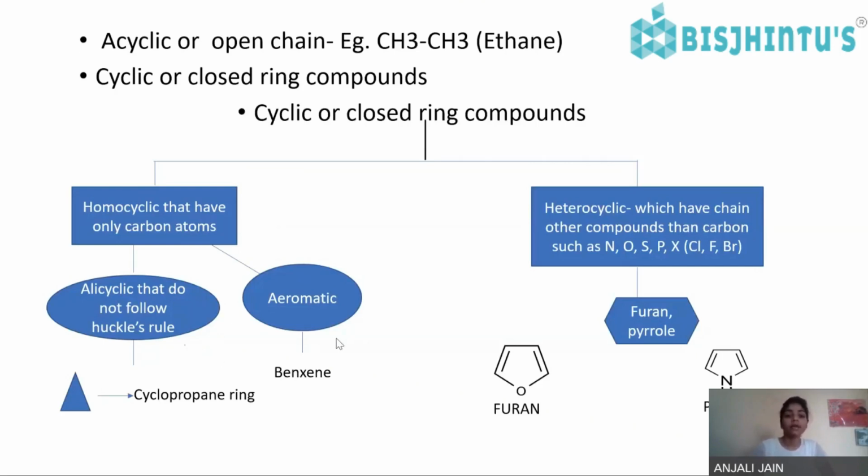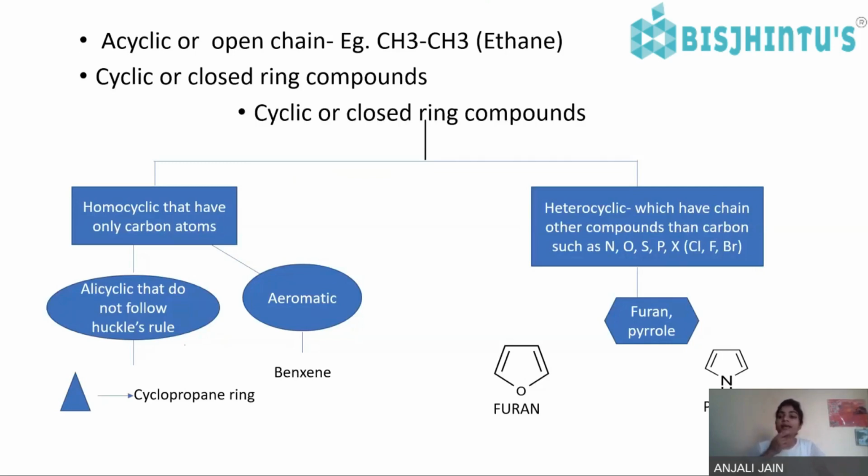But if we talk about aromatic systems, benzene is the perfect example. In benzene, it follows Huckel's rule: if any compound is aromatic, then it has to follow Huckel's rule, so the number of pi electrons should be 4n plus 2. If I talk about benzene, it has 6 pi electrons.